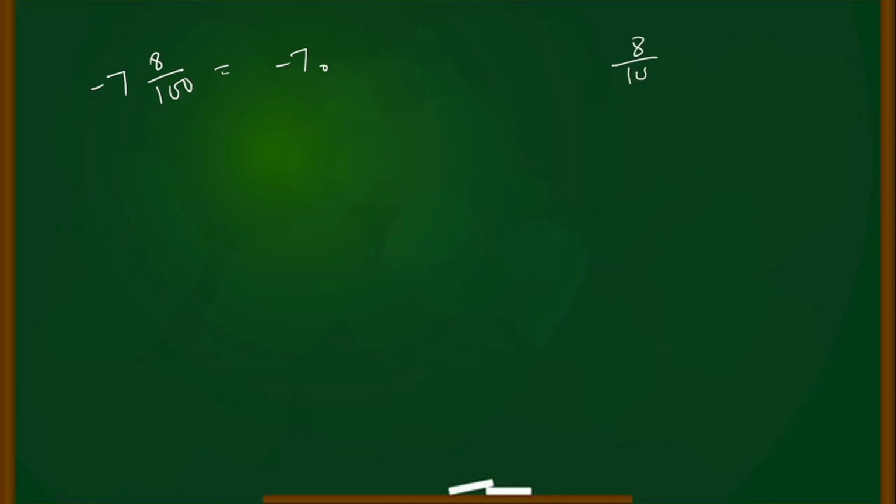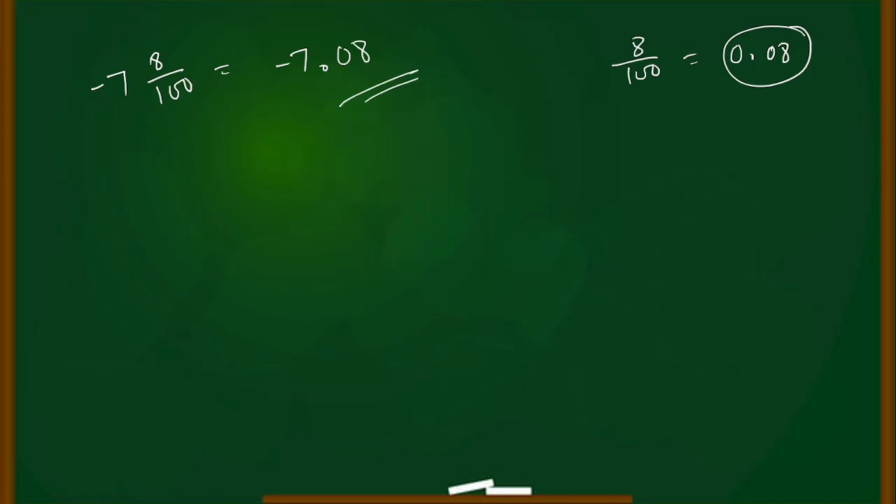Now next, suppose minus 7 8 by 100. So how to solve? This is the easiest method how to solve. Now simply write down minus 7 then decimal. So tell me, 8 by 100 how to write? Now 8 by 100 is right 0.08. Yes or no? So here simply write down 0.8.